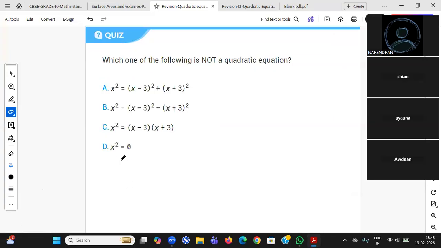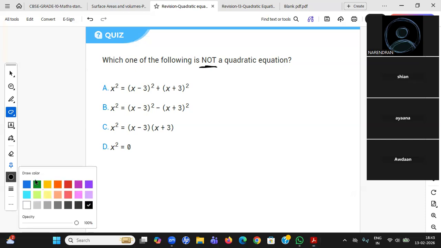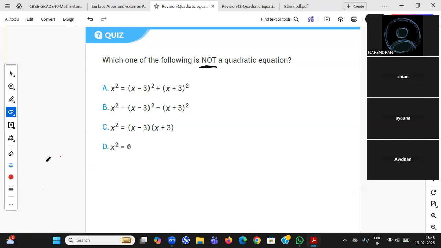Which one of the following is not a quadratic equation? Not. If you are giving a direct answer, you will be wrong. You should do up to the last step. And if you have some logic like (a plus b) whole square, (a minus b) whole square, that will be wonderful. Yes, Narendran gets the right answer.